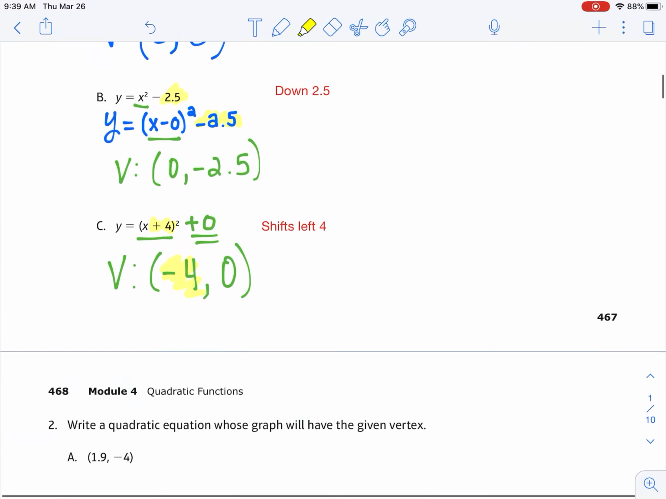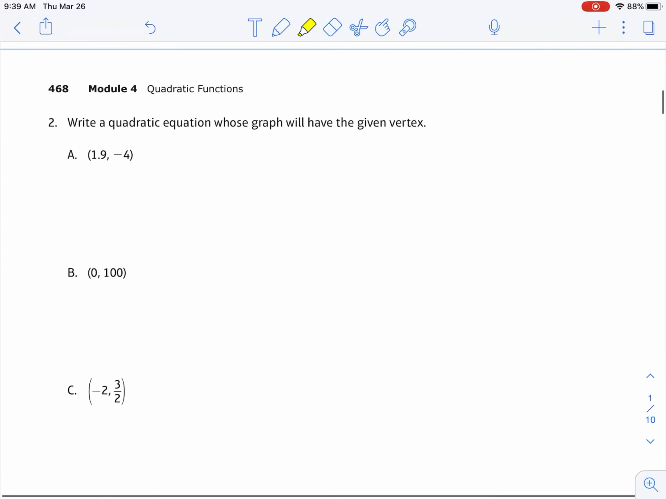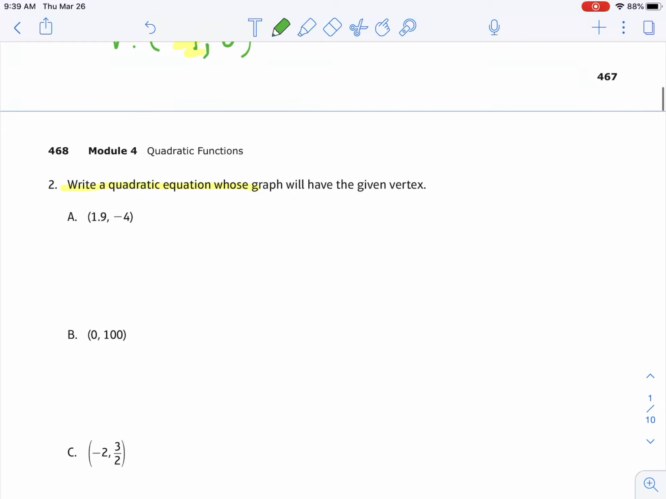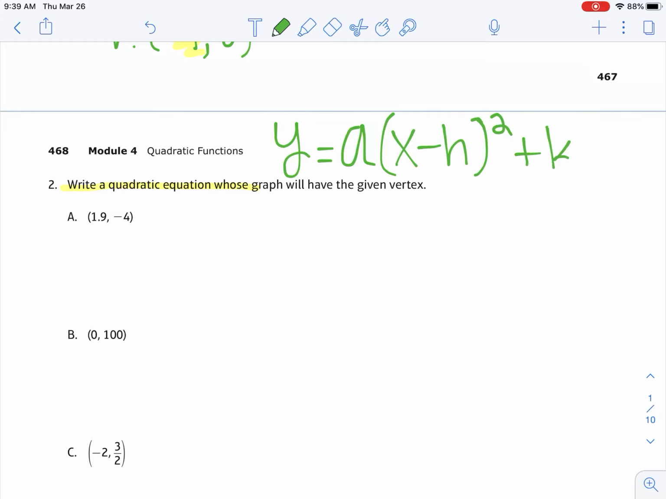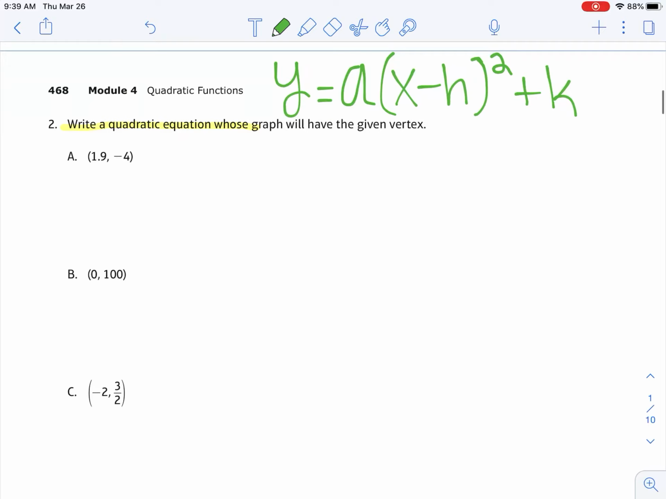All right, so hopefully you did well on your warm-up. I'm sure you did, as usual. All right, so here we go. Right now we're going to practice writing a quadratic equation whose graph will have the given vertex. So we're going to write this in vertex form. We're going to go y equals, and in all these cases I'm going to assume a is 1. They just want us to practice with the vertex form. So we can do that, no problem.